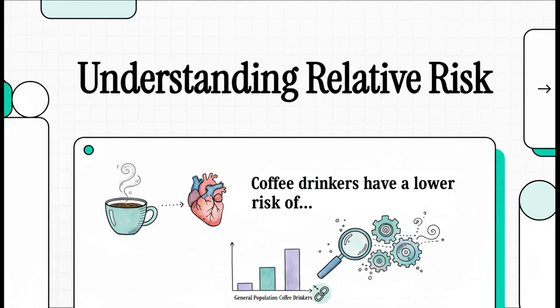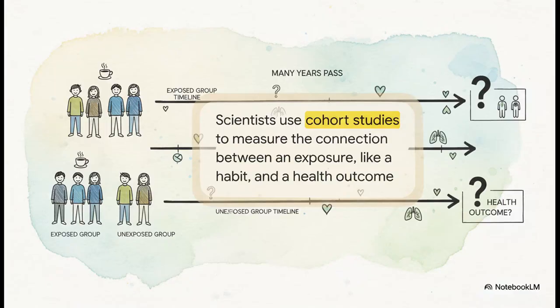Well, today we're going to pull back the curtain on one of the key tools they use to connect the dots. So one of the main ways they do this is with something called a cohort study. Sounds fancy, but the idea is pretty simple. You take two big groups of people, right, and you follow them for a long, long time. One group does the thing you're studying, say they drink coffee every single day. The other group doesn't. Then years later, you check in and see what happened.